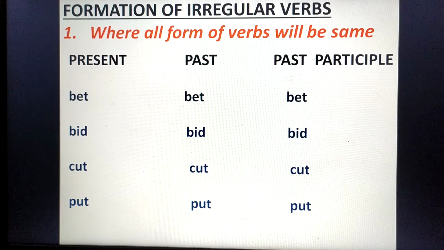First is where all forms of the verbs will be the same. You can see here there are many words like bat, bit, cut, put, where you will not find any changes in the past or past participle. They will remain the same whether they are present, past or past participle, right? In all 3 forms these words will remain the same. Bat, bat, bat; bit, bit, bit; cut, cut, cut; put, put, put. So whether we are using them for present or past, they will always remain the same.